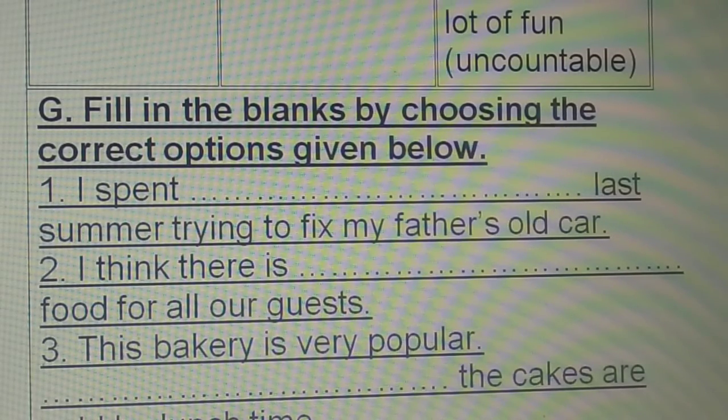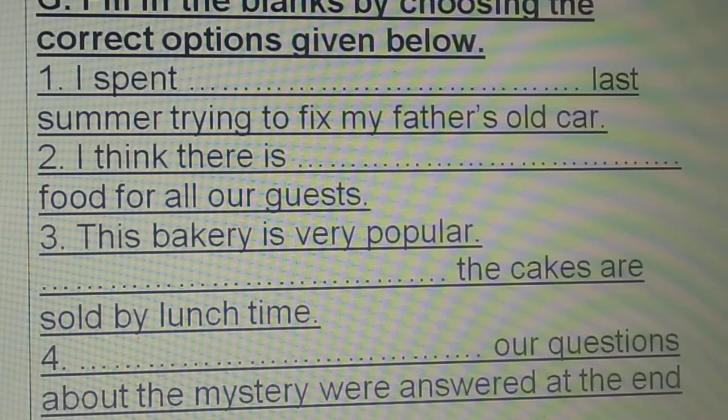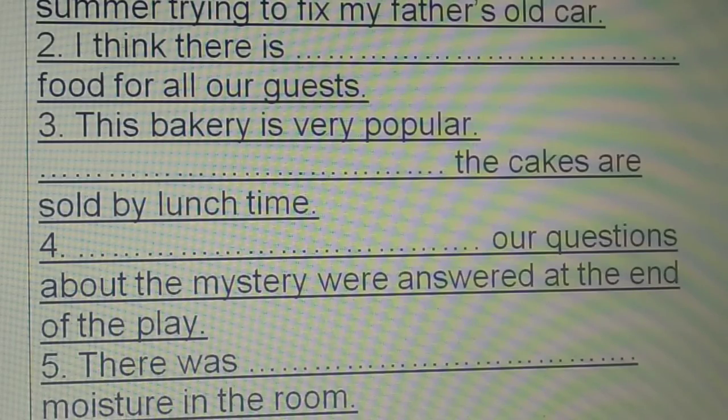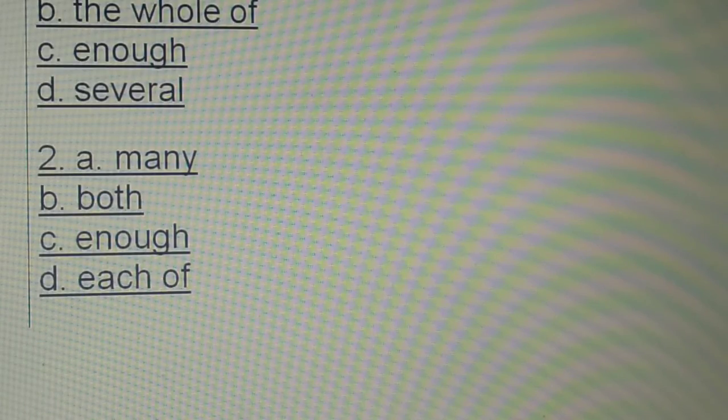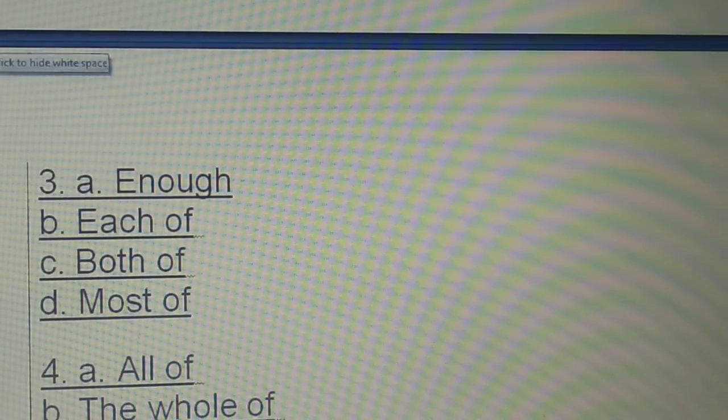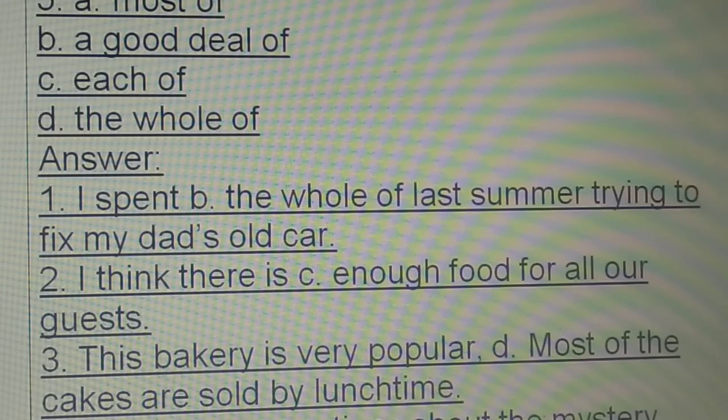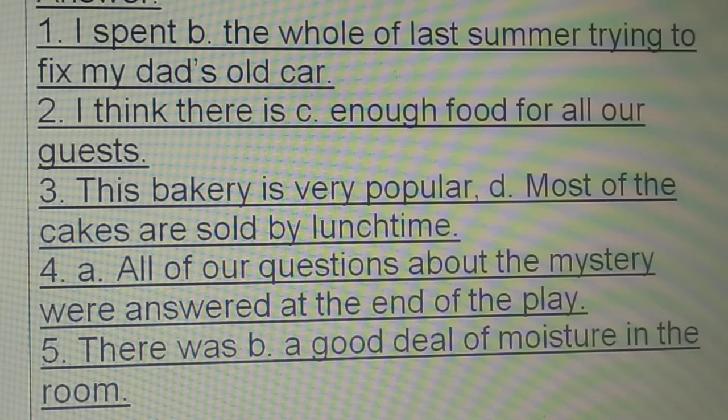Fill in the blanks using the correct option. Go through very carefully. I hope you are going through very carefully. Okay, look at that. You have to choose the correct option. Otherwise, you will have difficulty. Enough, each of, both of. Then you can check the answers, whether you got them all correct or not. I hope all your answers are correct. Please check. If not, do the corrections.